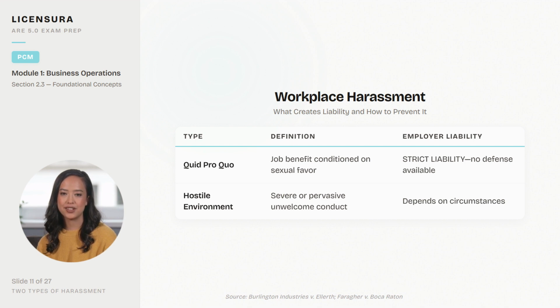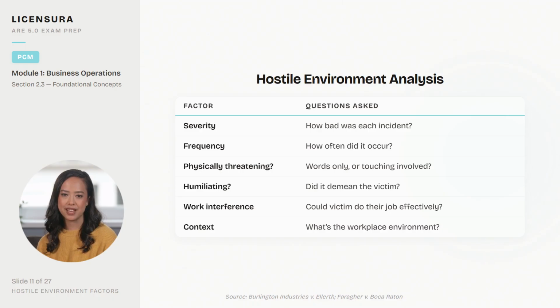And this is important. Not every offensive comment creates legal liability. Courts look at several factors to make that call. How bad was each individual incident? How often did it happen? Was there any physical contact, or was it just words? Did it actually interfere with the person's ability to do their job? All of these get weighed together.